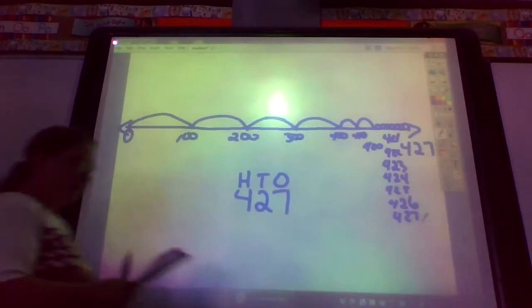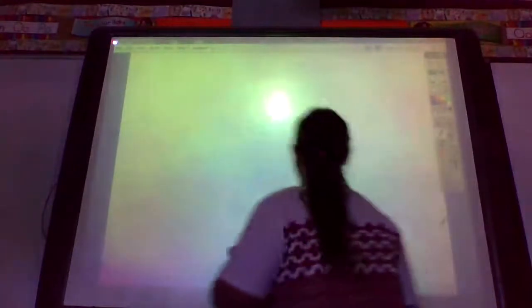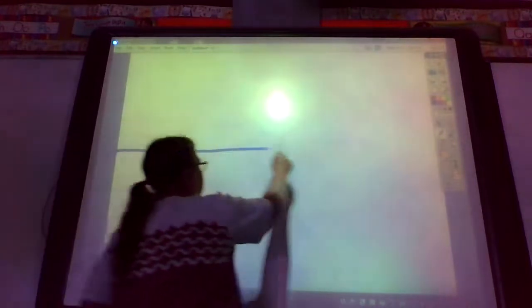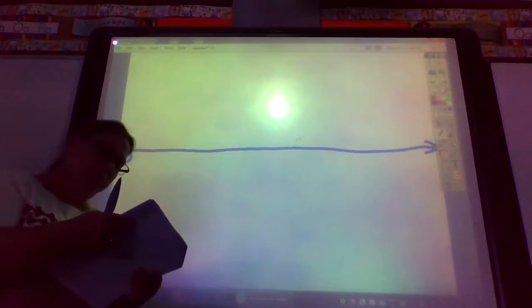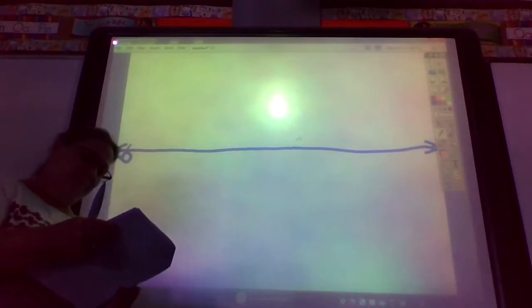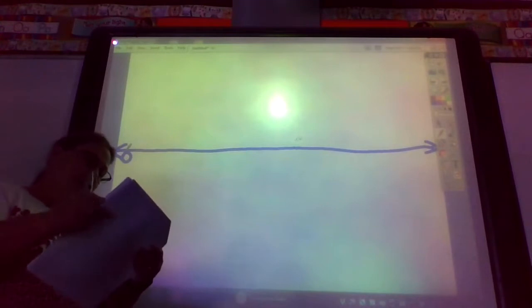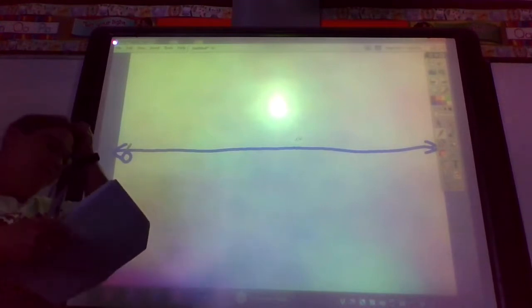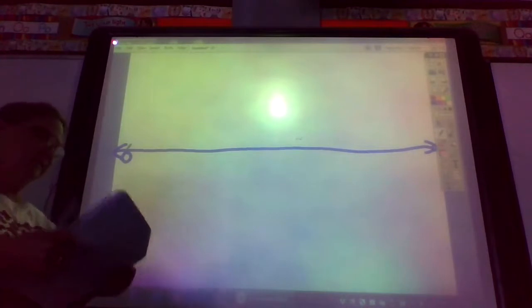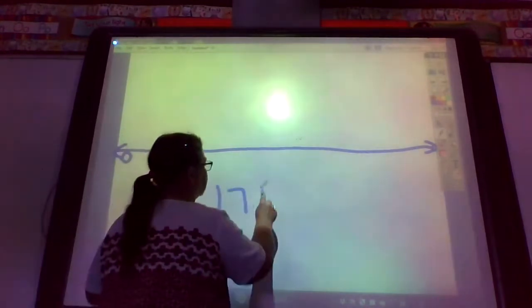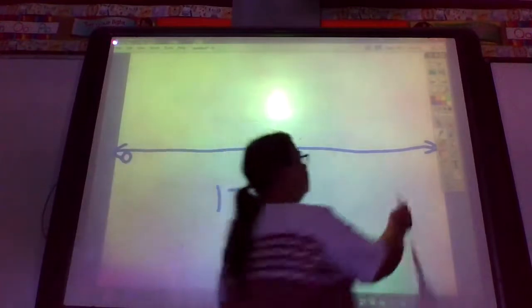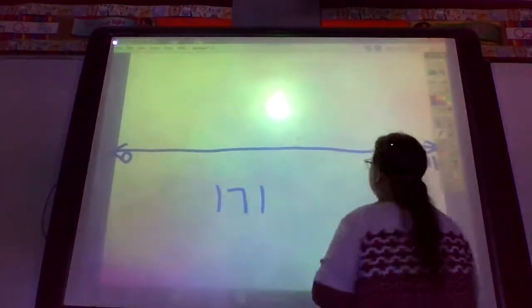Let's practice one more, and then I'm going to let you do some on your own. So, we have my number line. I always start with a 0. The next number I'm going to do is 171. Down here is my 171 where I'm going to get to.